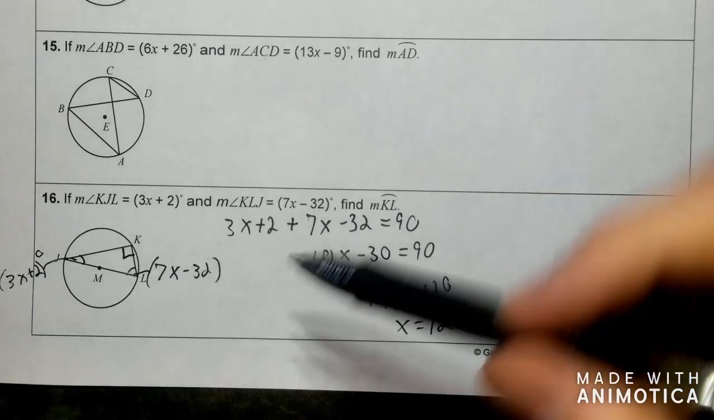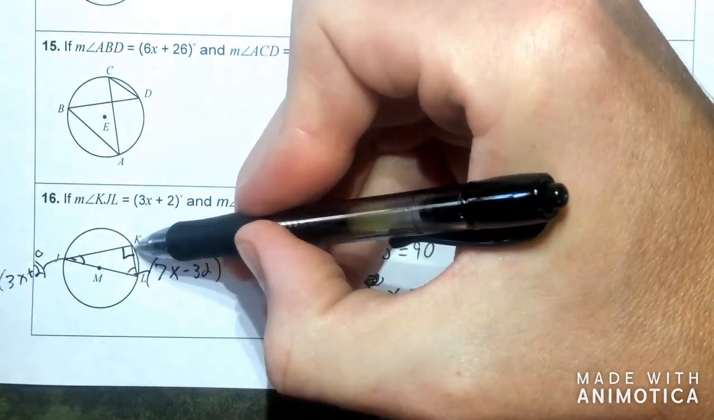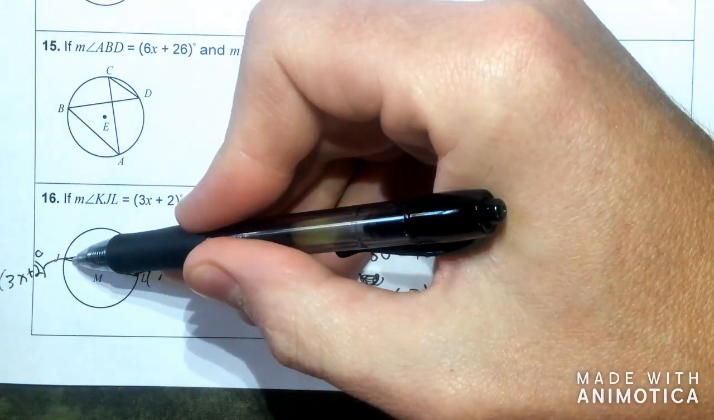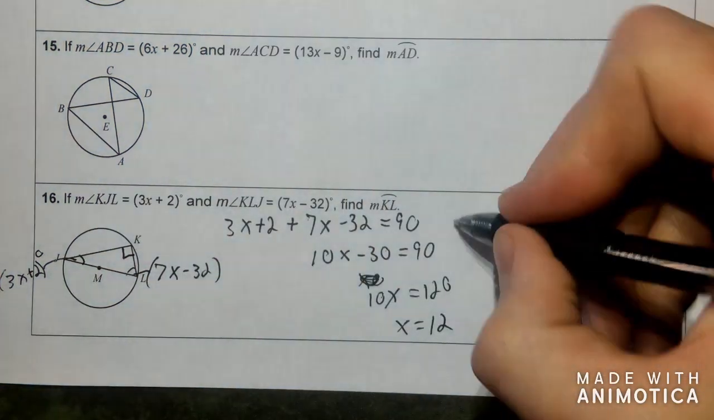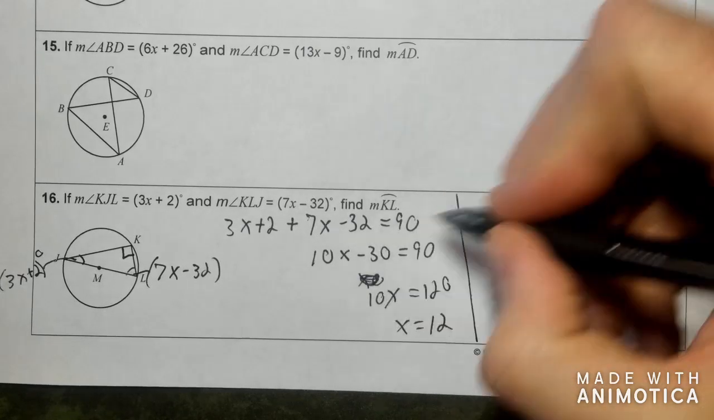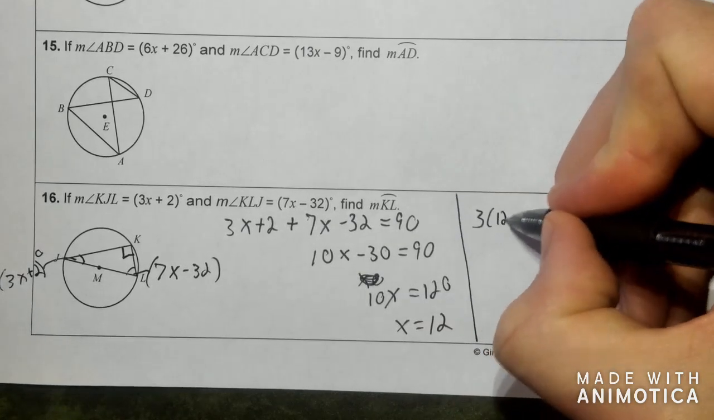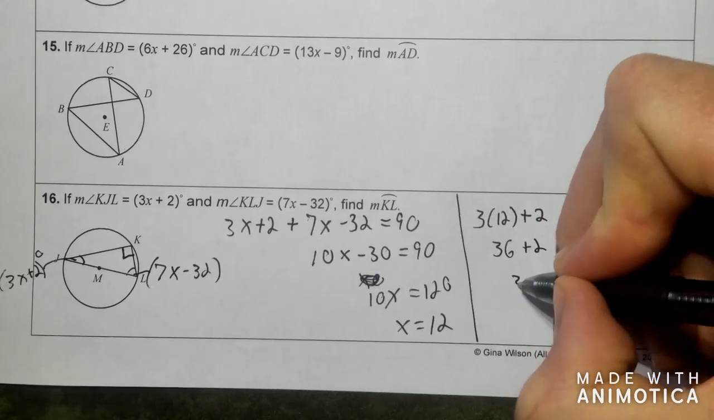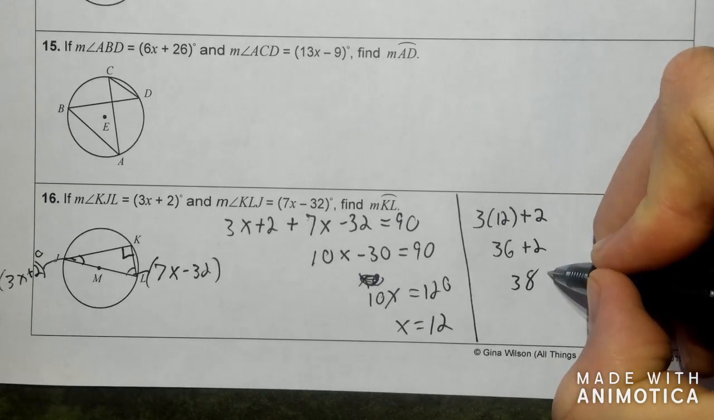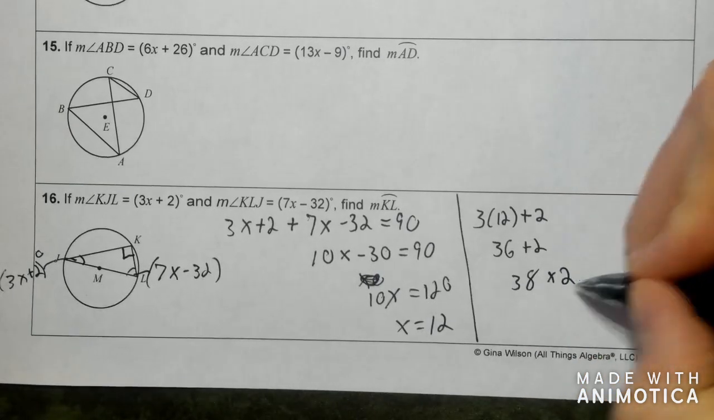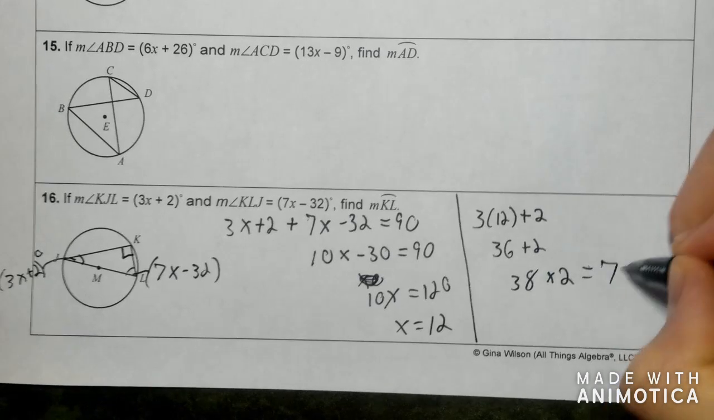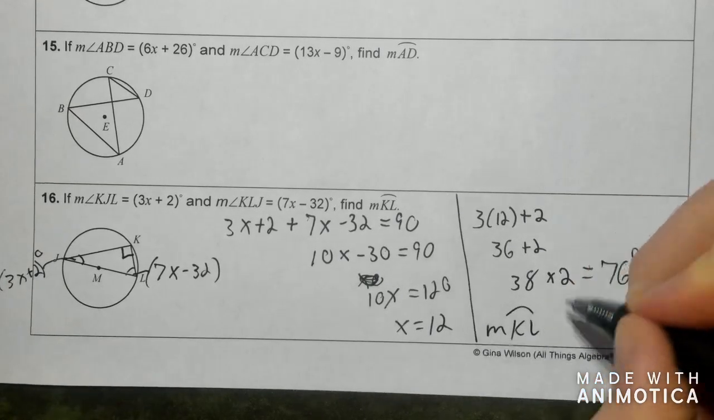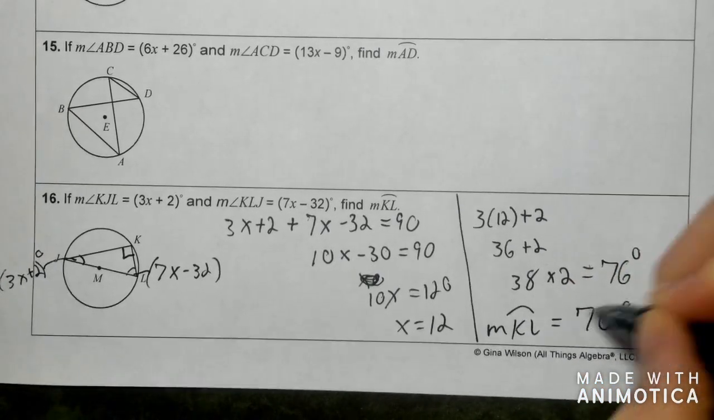We know that arc KL is twice this angle over here. So if I substitute 12 in for x in 3x plus 2, I would get 3 times 12 plus 2, that's 36 plus 2, which is 38. And then if I double it, 38 times 2 is 76. So the measure of arc KL is 76 degrees.